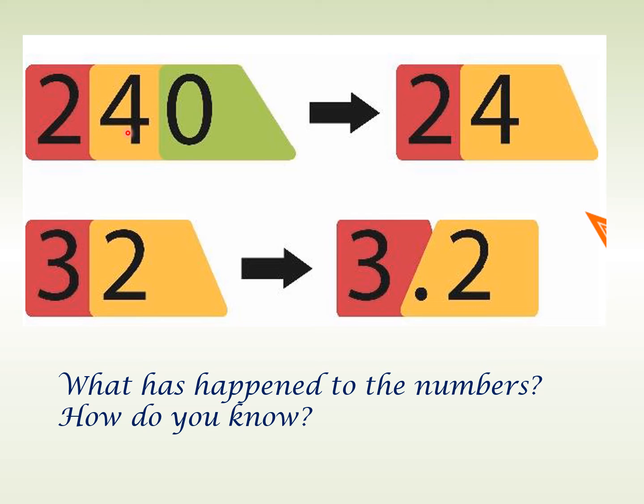This time, instead of getting 10 times bigger, we've got 10 times smaller. So we've done exactly the same as last week, but in reverse. We've divided by 10 instead of multiplying by 10. So 240 becomes 24 when it's 10 times smaller. 32 becomes 3.2 when it's 10 times smaller.